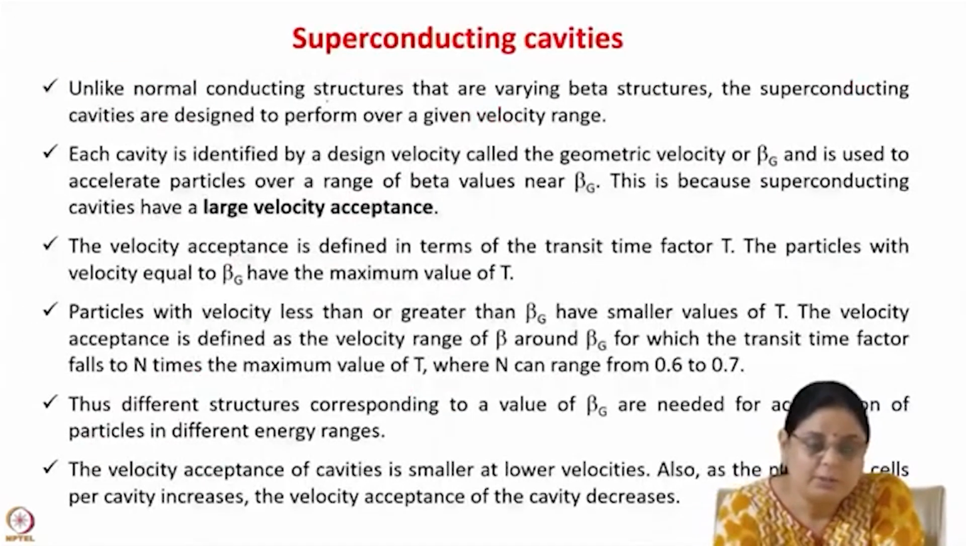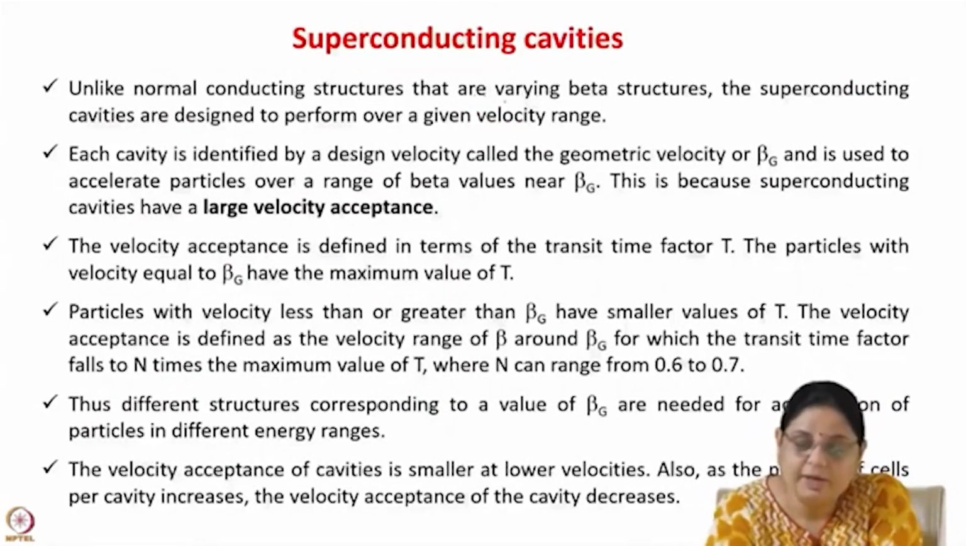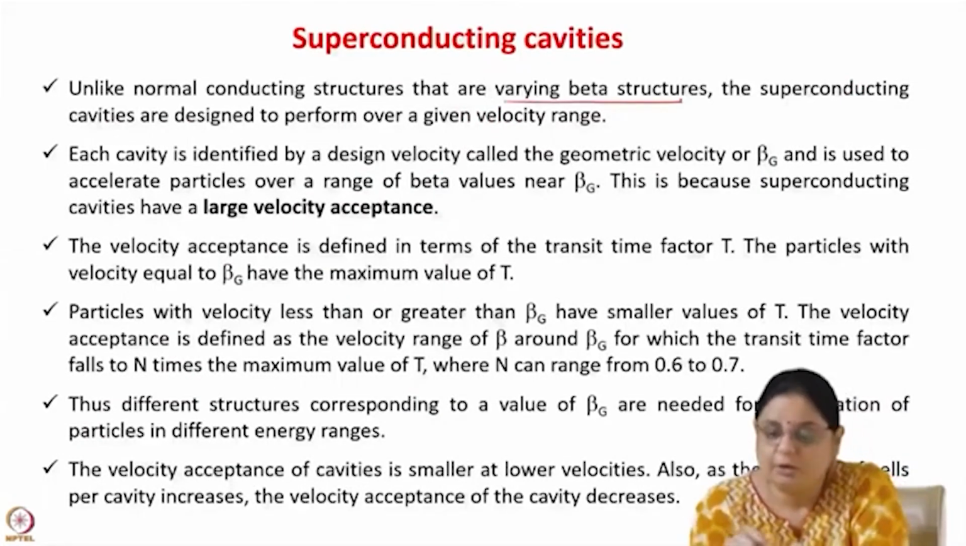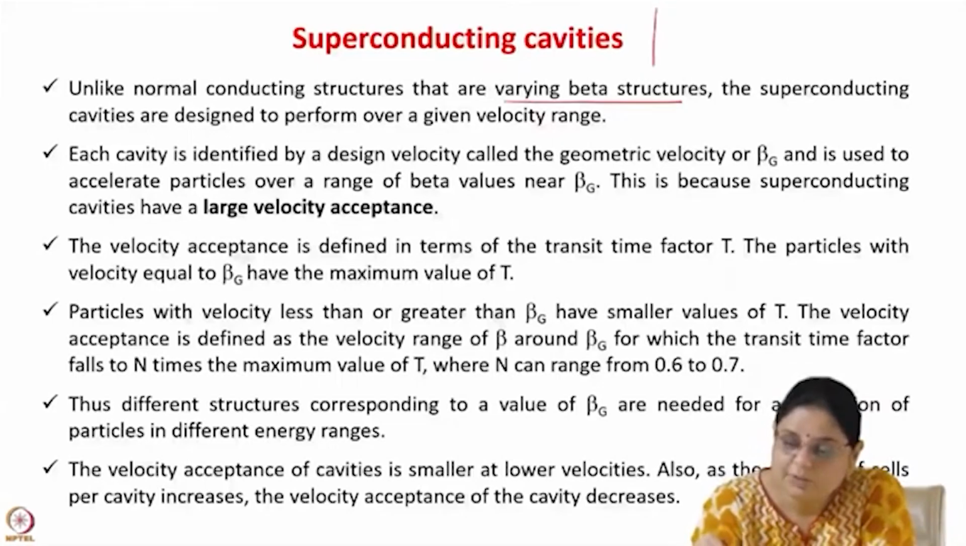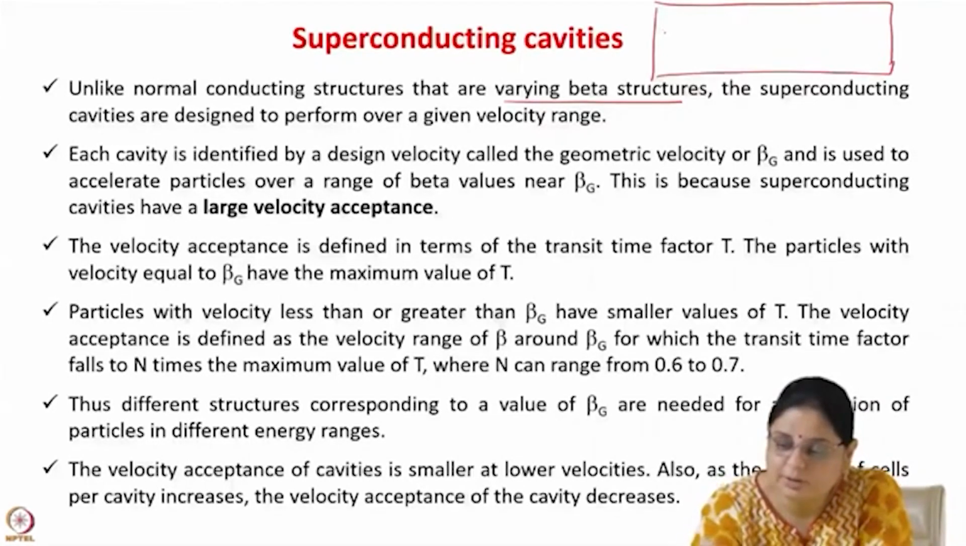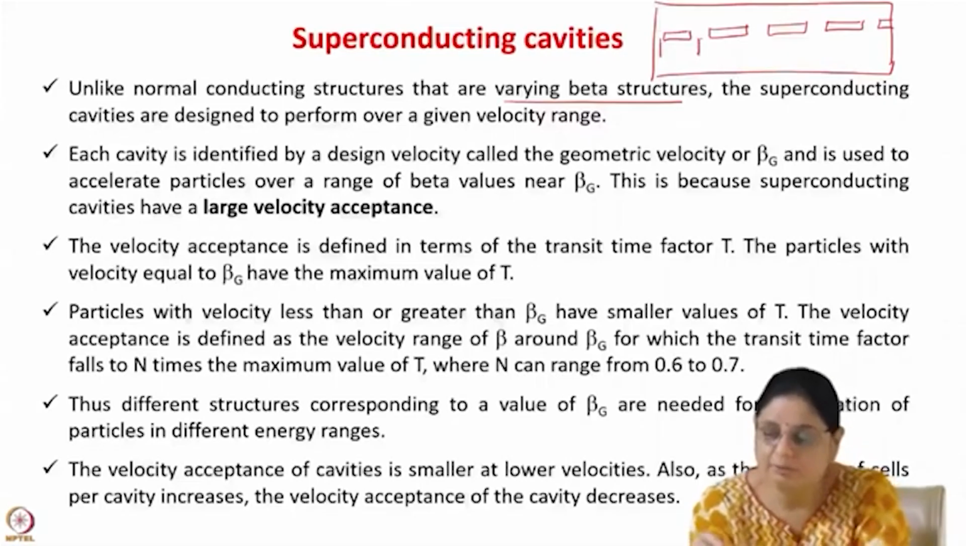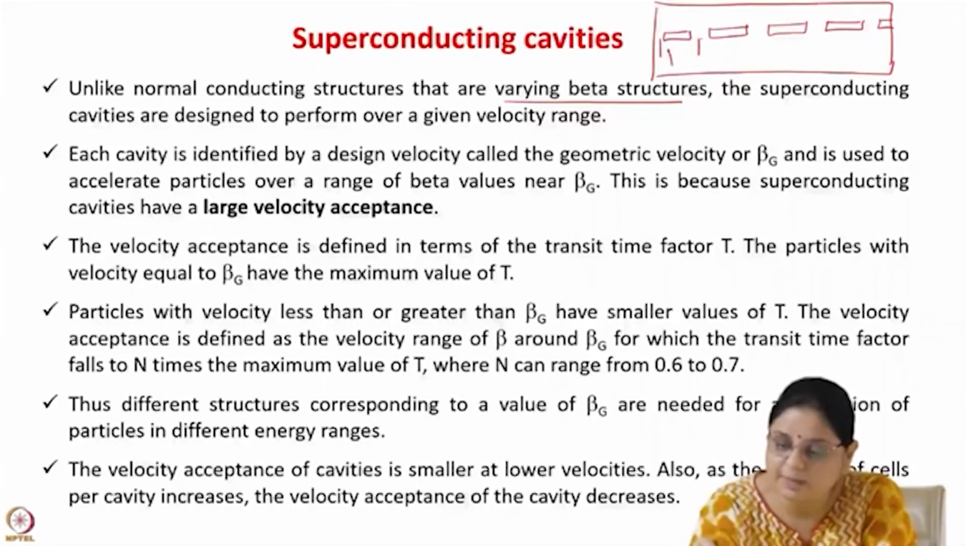So unlike normal conducting cavities that are varying beta structures. Now what is a varying beta structure? For example, you have seen a drift tube linac. Okay, so here these are the various drift tubes. The cell length is defined as the distance from the center of one gap to the center of the next gap, and this is equal to beta lambda.